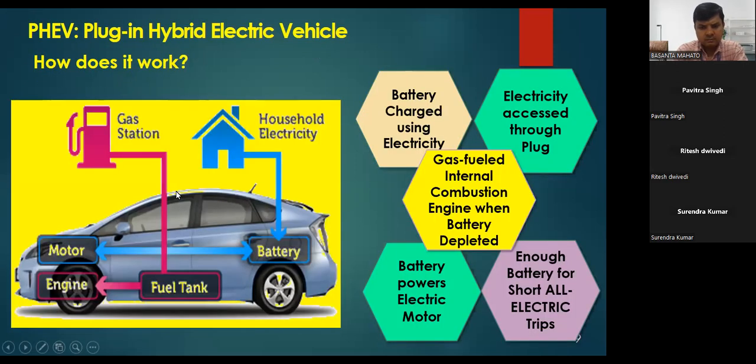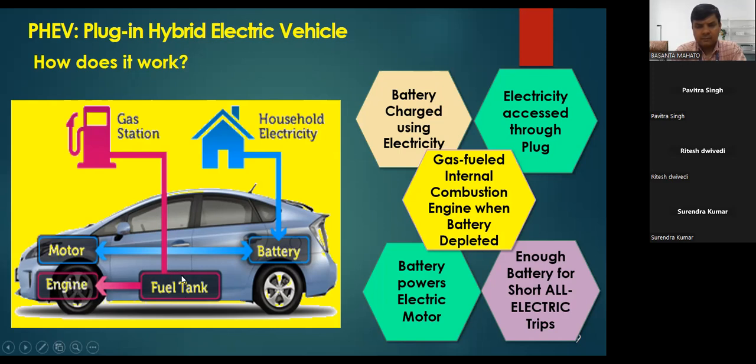So another is the plug-in hybrid electric vehicle. In this case, we will use both things: the conventional or traditional system of running the vehicle, and the battery system or electric vehicle system. So this is a gas station. Suppose this is the fueling system.